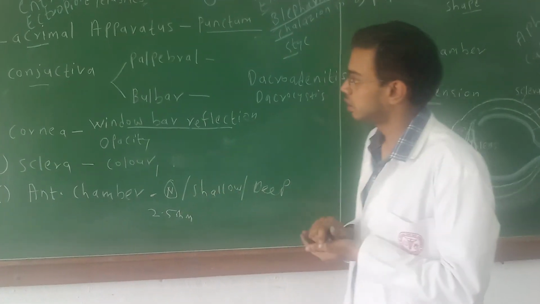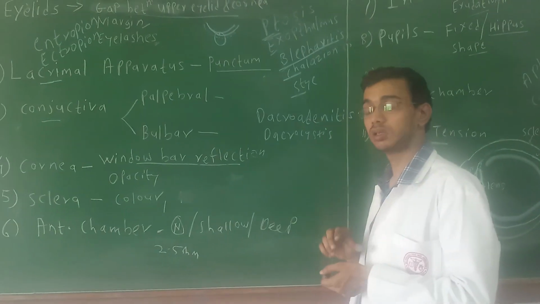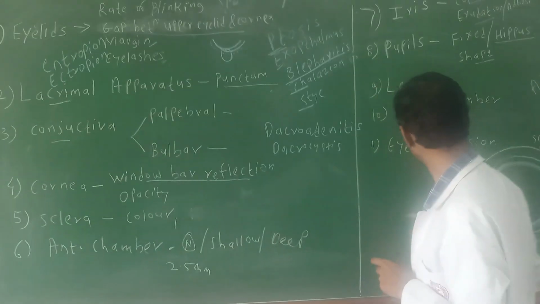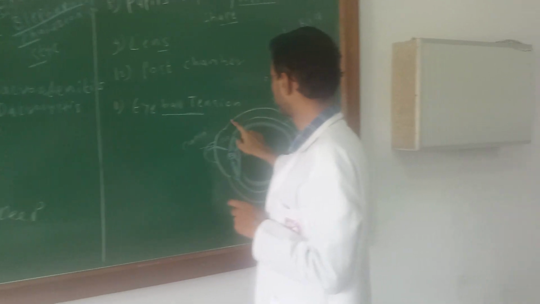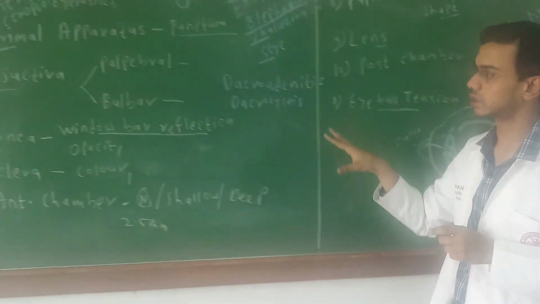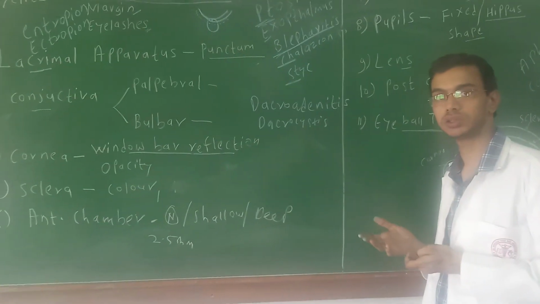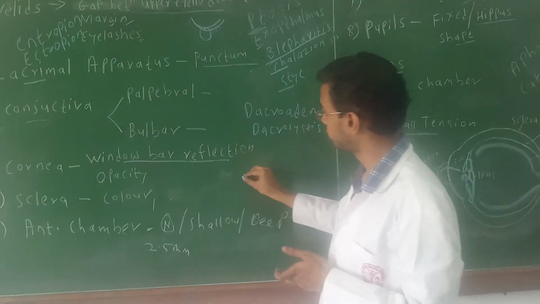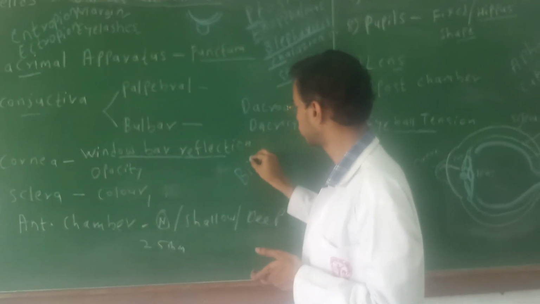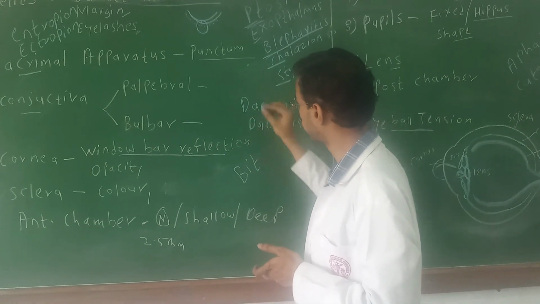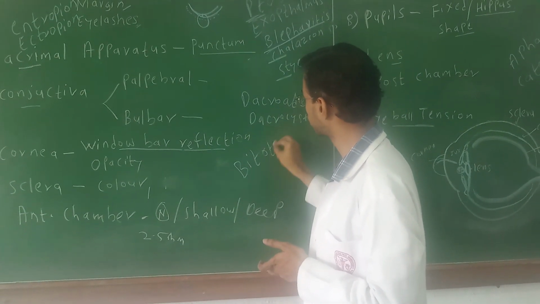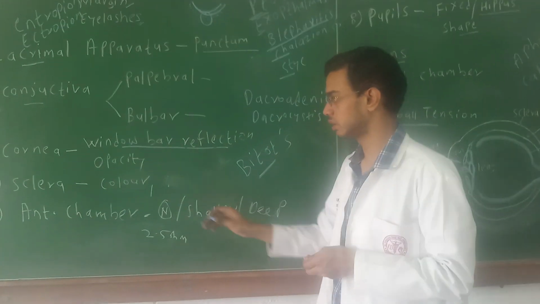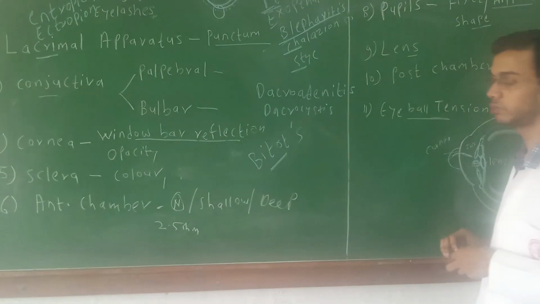Now the sclera. As I have told you, the sclera is a whitish structure, the outer fibrous coat. Normally the sclera is white. In case of jaundice, it becomes yellow. Again, in case of vitamin A deficiency, you can see a whitish spot over the sclera or over the conjunctiva, called a Bitot spot. Next is the anterior chamber. Now what is meant by anterior chamber?